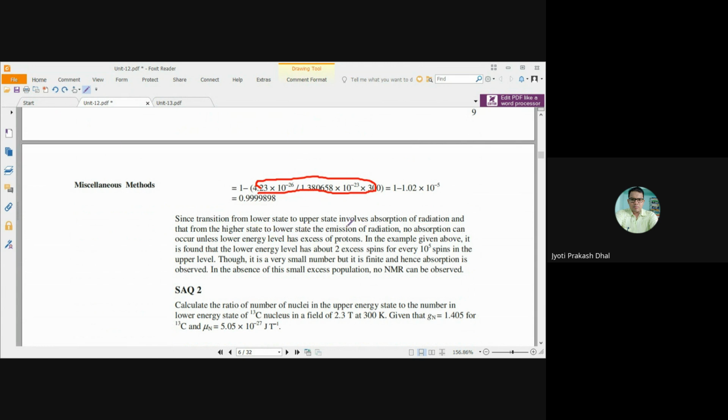The transition from lower state to upper state involves absorption of radiation, and that from the higher state to the lower state involves emission of radiation. If the nucleus undergoes transition from lower to upper state, it occurs by absorption of radiation from the radio frequency region. If the nucleus undergoes transition from higher to lower state, it emits radiation in the radio frequency region. No absorption occurs unless the lower energy level has an excess of protons. In the example above, the lower energy level has about 2 excess spins for every 10 to the power 5 spins in the upper level.